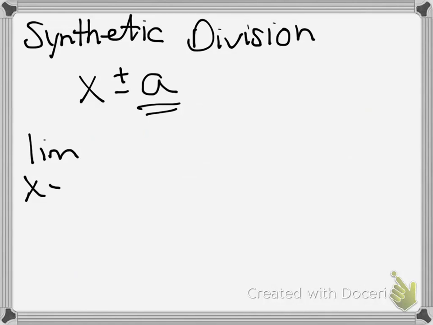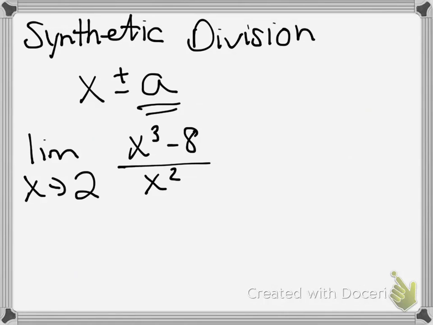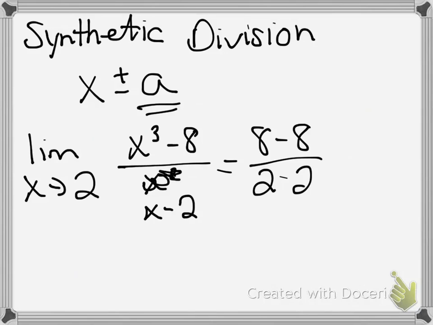If you had the limit as x approaches 2 of x cubed minus 8 over x minus 2, if you plug in 2, you get 8 minus 8 in the numerator, and then you get 2 minus 2 in your denominator, and now you have 0 divided by 0, which causes problems.